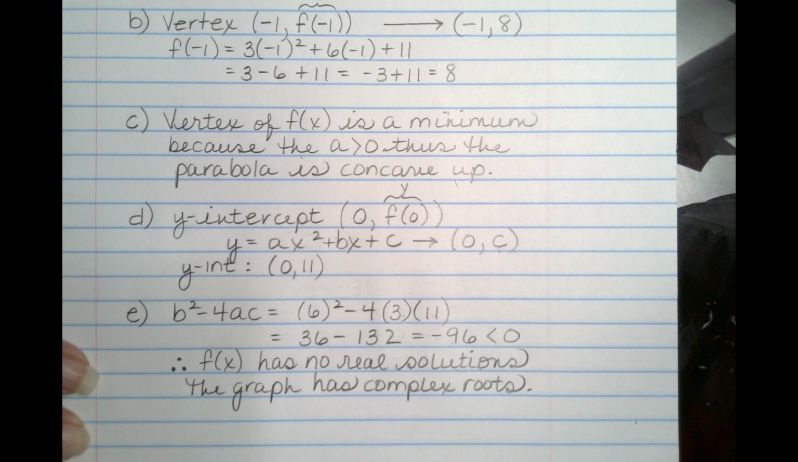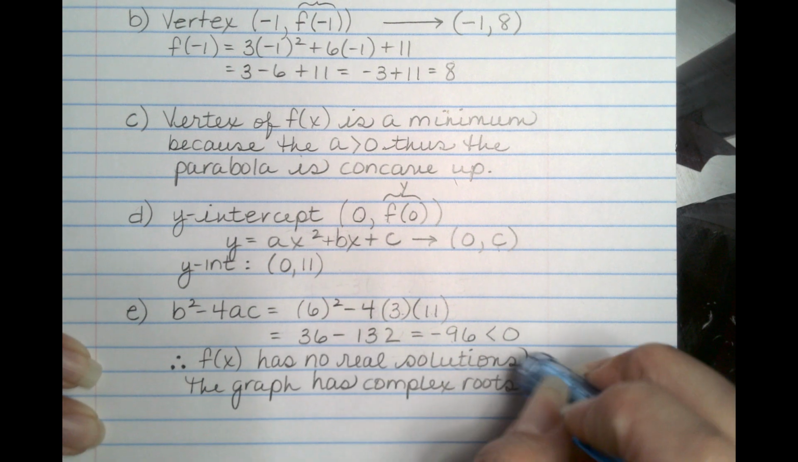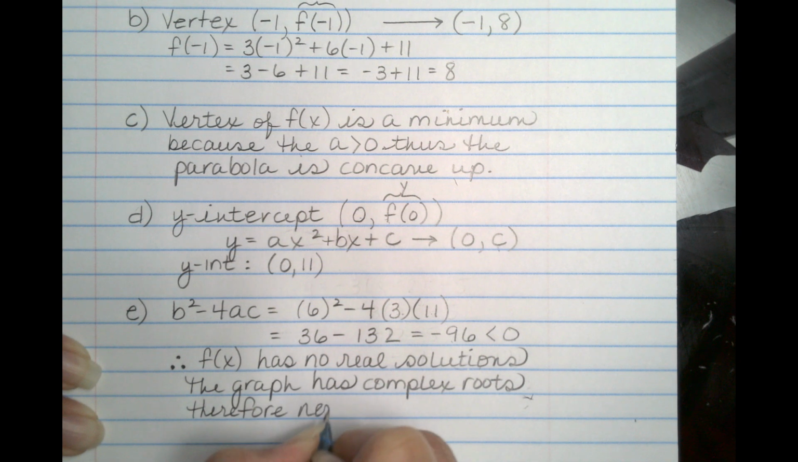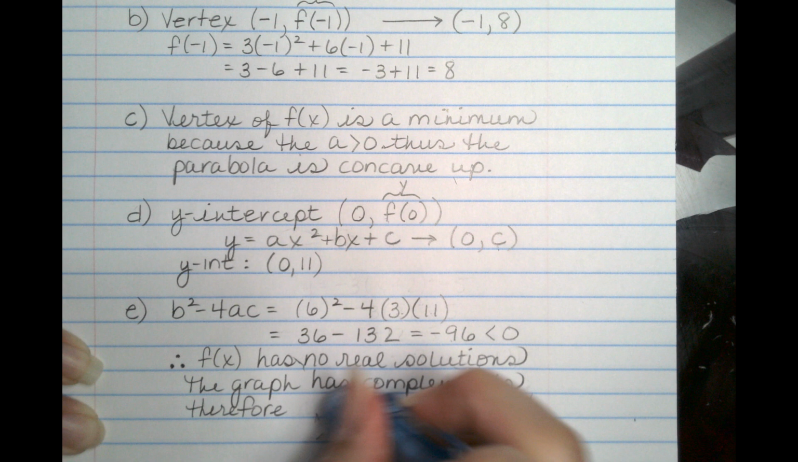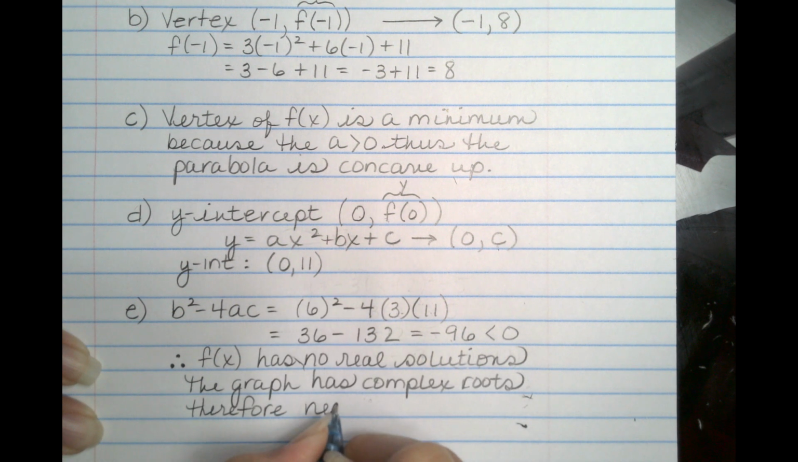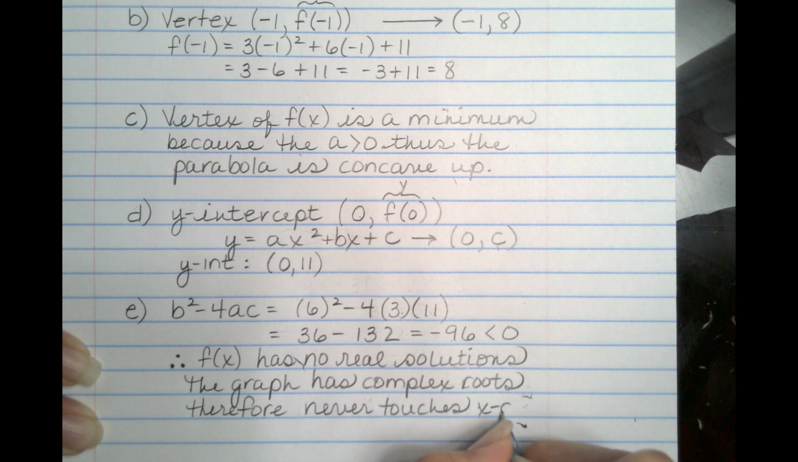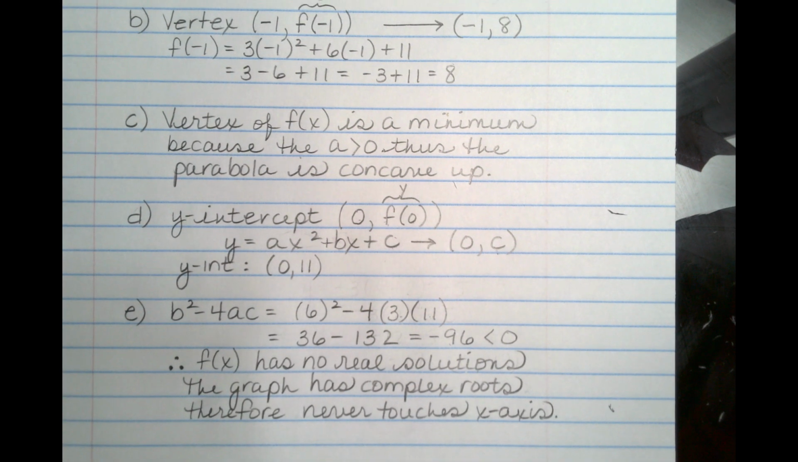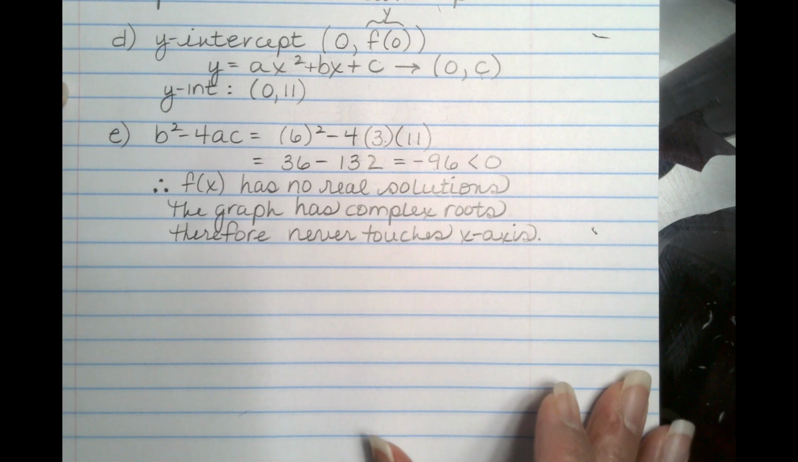All right, what does complex roots mean? What does this mean graphically? The graph has complex roots, and I could say therefore, it never touches the x-axis. That's what it means. So your parabola is either floating high up or really low, facing downward underneath the x-axis.